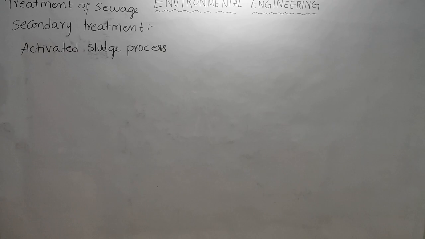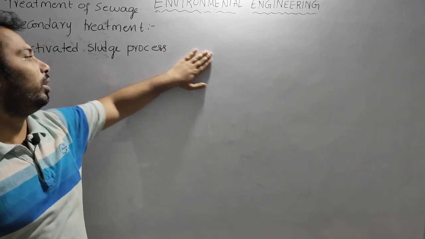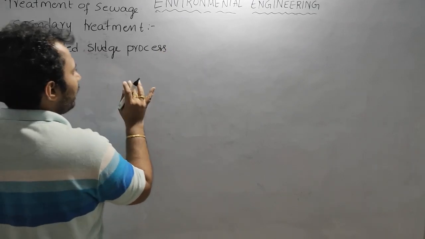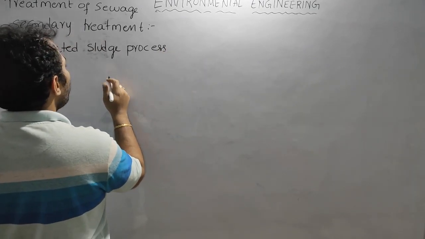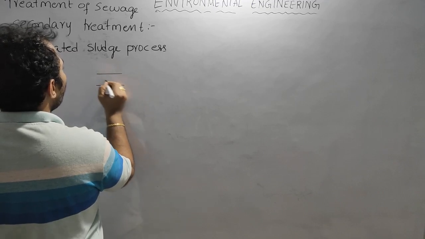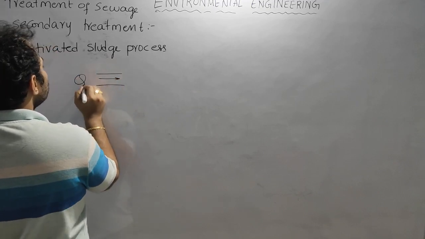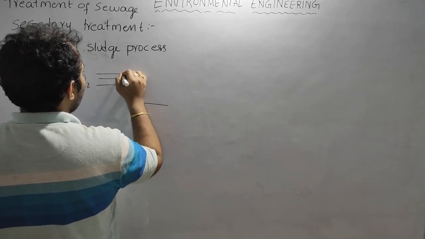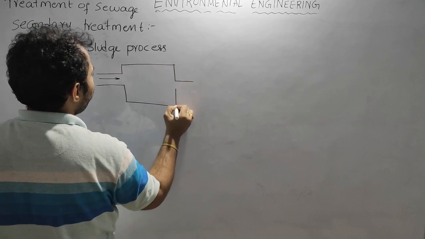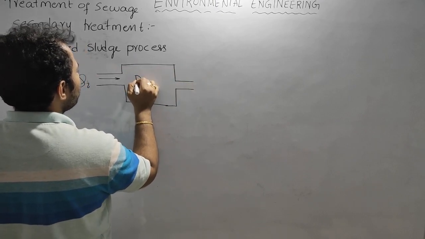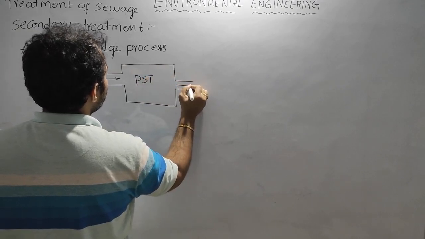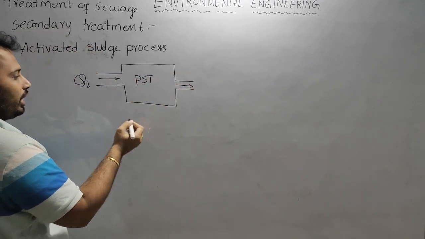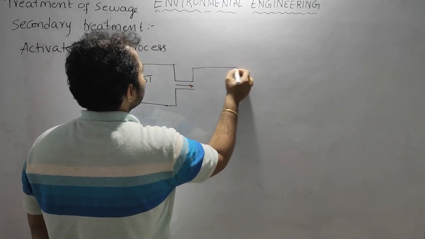Activated sludge means, whenever we do the treatment, let us take an example by the flow chart of the treatment. So I am sending the inflow sewage into the primary sedimentation tank. From here I am sending the outflow into the secondary treatment, that is activated sludge process.